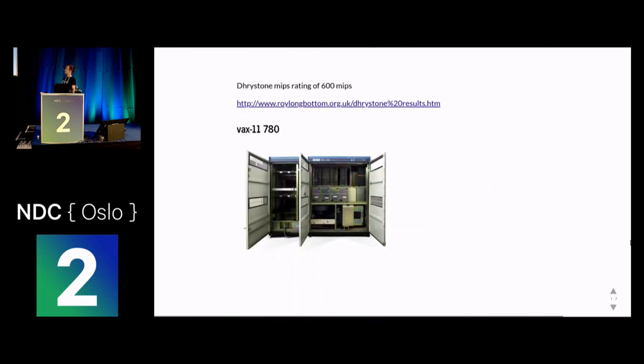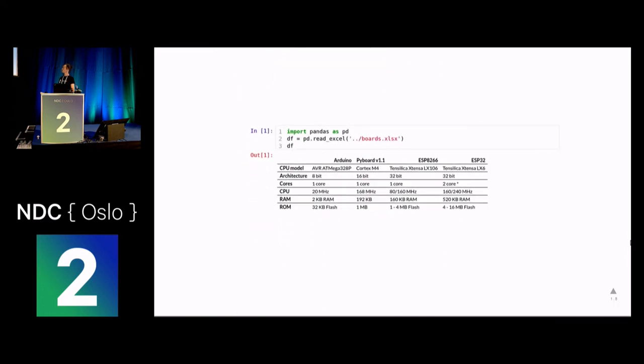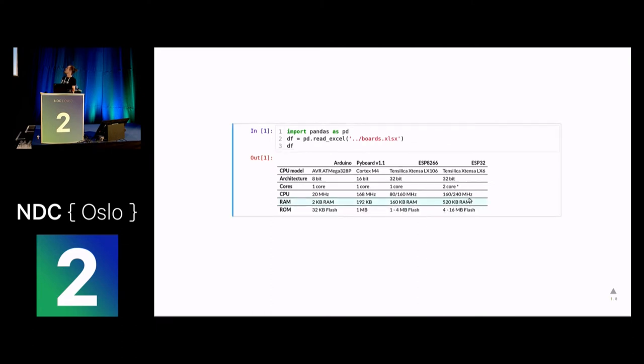And to put things into perspective, the ESP32 has a Dhrystone MIPS rating of 600 MIPS. And this is just a performance metric. And I think one MIPS is the computing power of the VAX 11/780, which was huge. I think it was created in 1977. So 600 of these can now fit into your pocket. This is a table summarizing the specs of the different hardware that we looked at. So you can see this one has a half kilobyte of RAM. Some of them actually ship with 4 megabytes of RAM.